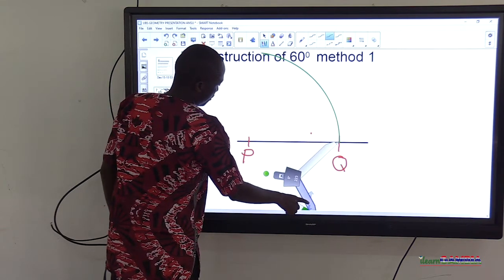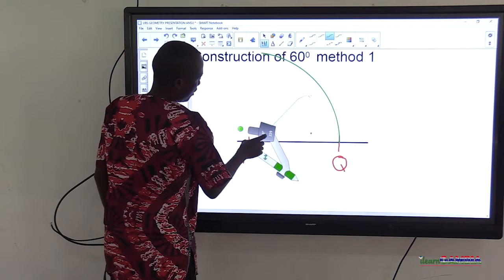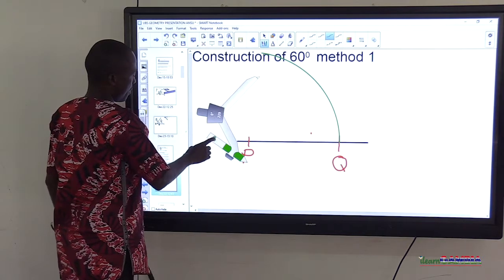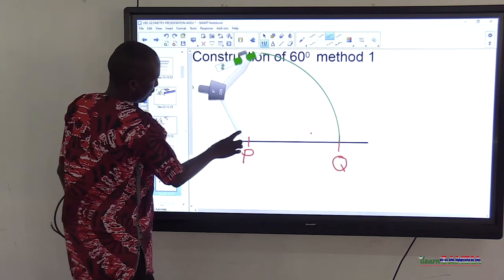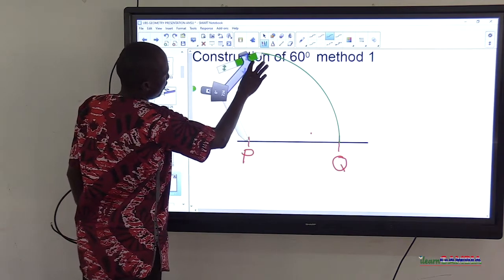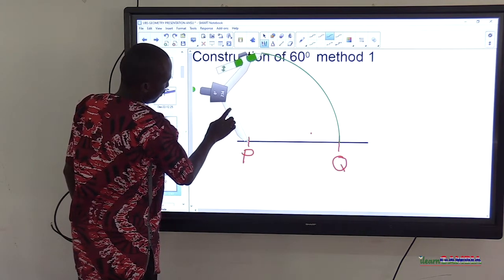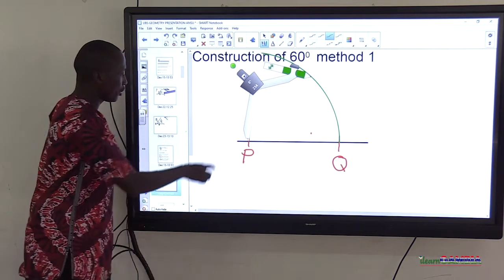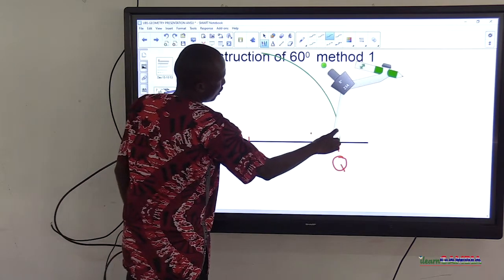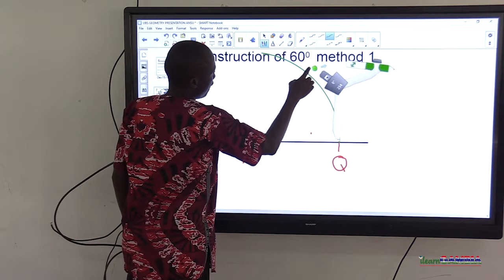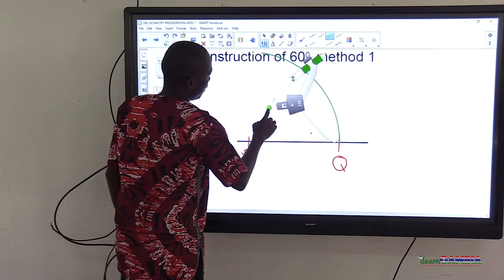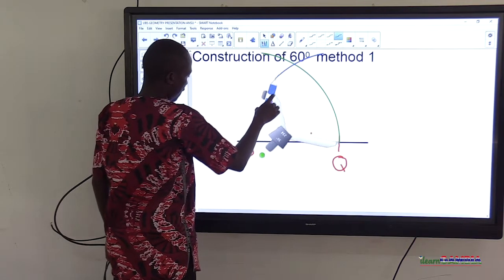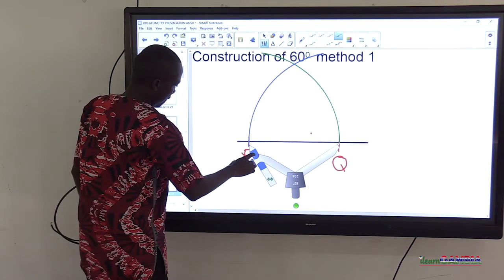It has changed. And I'll take that again. So the same radius, we go to Q and draw another arc. Good.